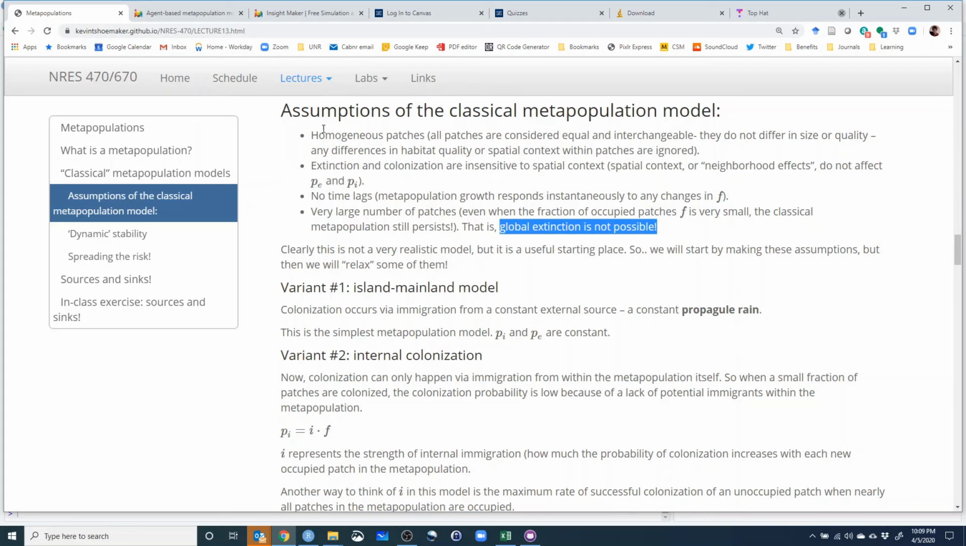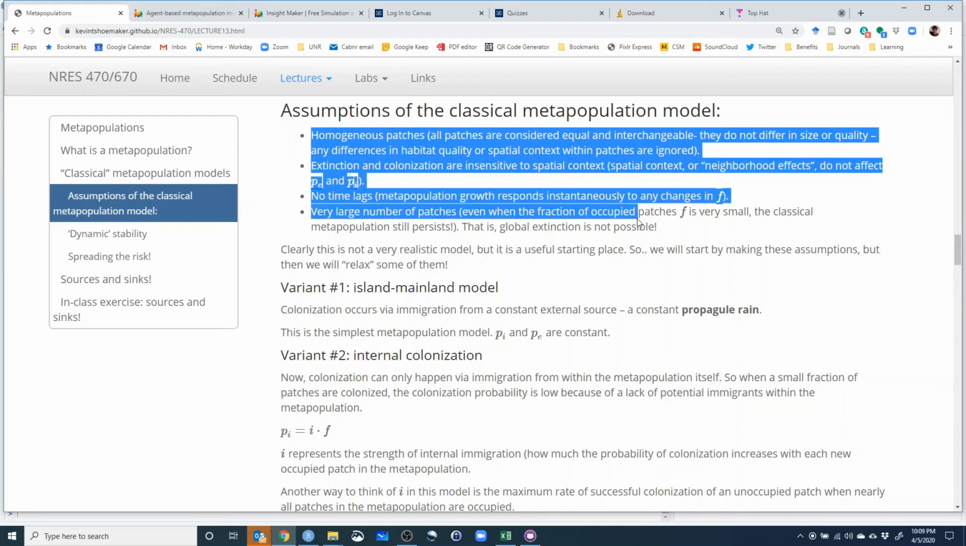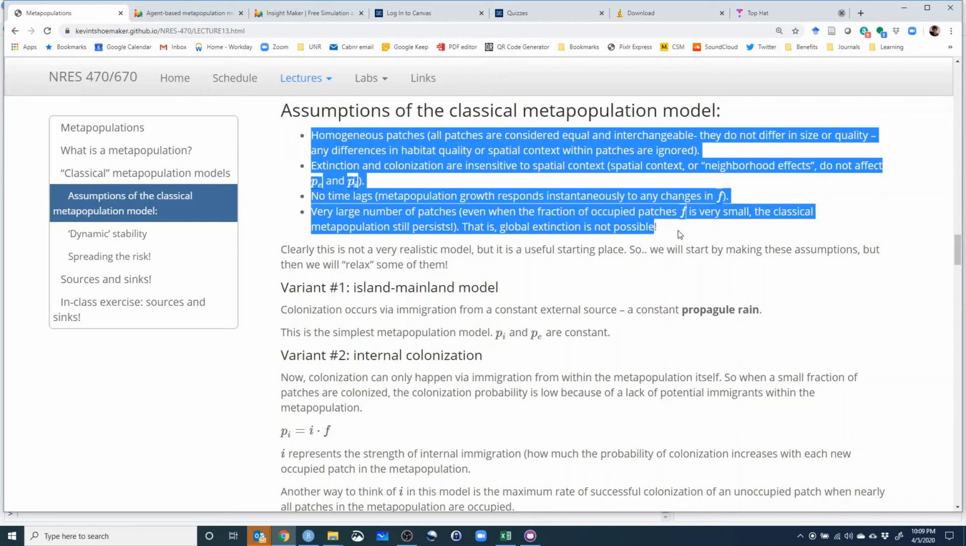All right, so those are the assumptions that we're making in the classical metapopulation modeling framework. Clearly, this is not super realistic, but it's still a useful starting place. So we're going to start by making these assumptions, and then we'll relax some of them. That is, we'll break those rules at some point.